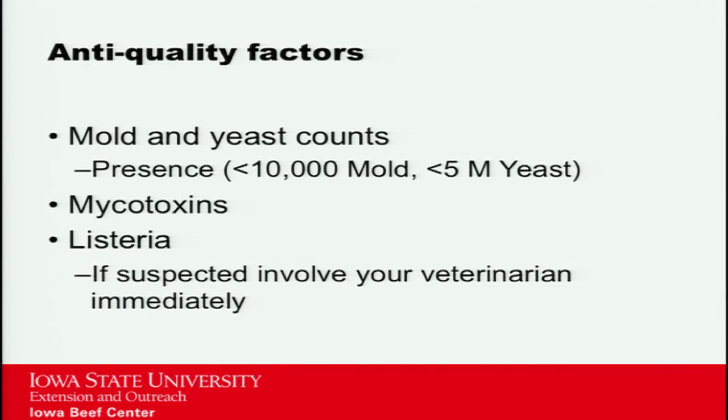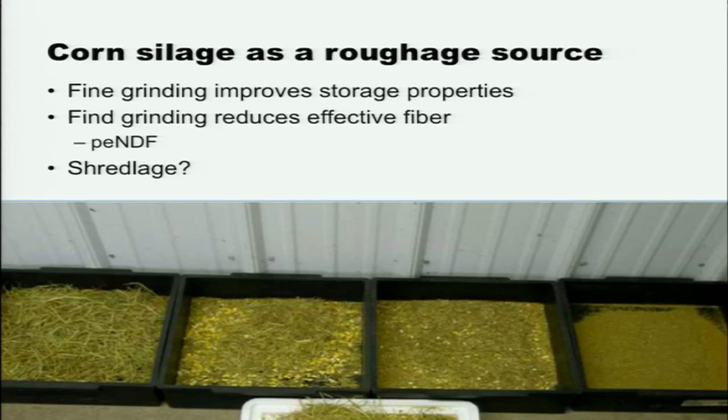Finally, anti-quality factors would include yeast and mold counts, which by themselves may not be harmful, but may contribute to mycotoxins. One of the really major negative issues is listeria, which can happen with improperly fermented silage. For finishing cattle, we like to look at silage as a roughage source, so particle size becomes important. We can evaluate particle size using a particle separator.